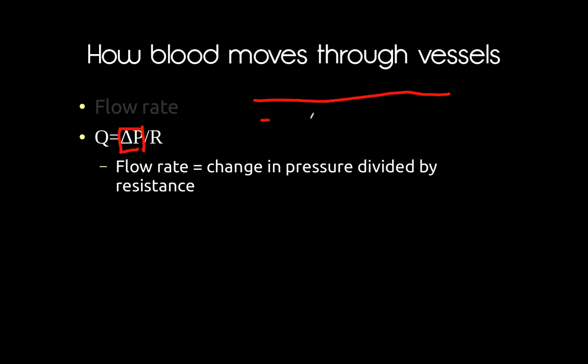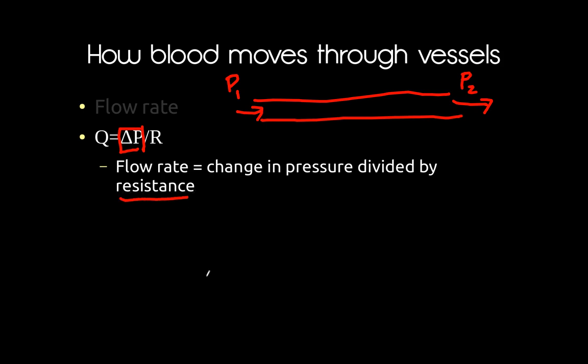So really what we're looking at, if this is a blood vessel up here, we're looking at the pressure, so pressure 1, that is right here as blood goes in, and that subtracted from pressure 2 as the blood comes out of that vessel. So what is that change in pressure from the beginning to the end? And that's divided by the resistance of that vessel.